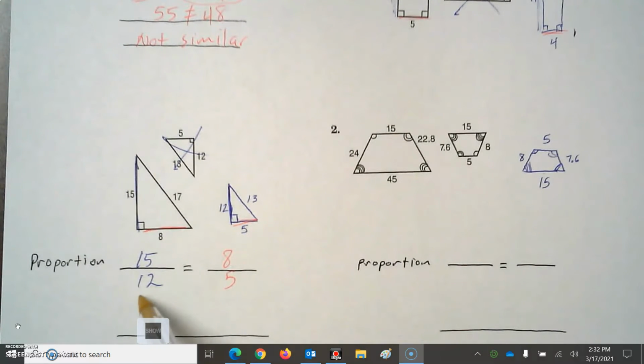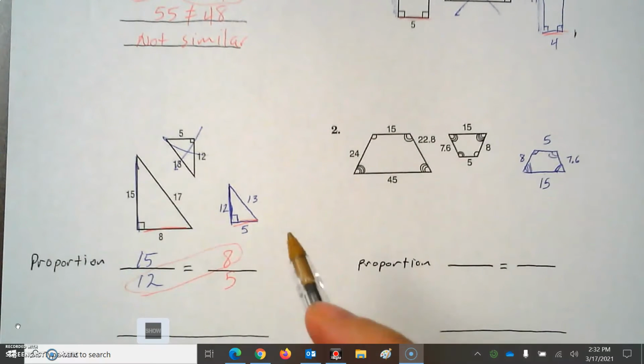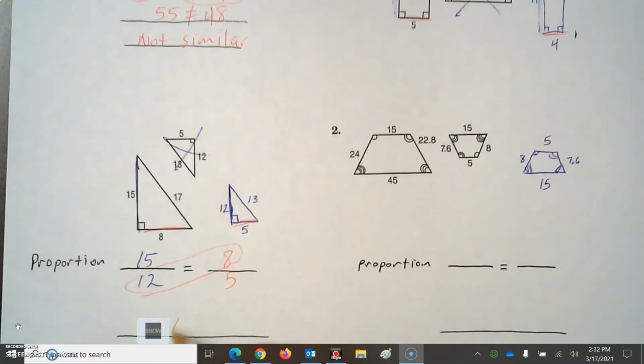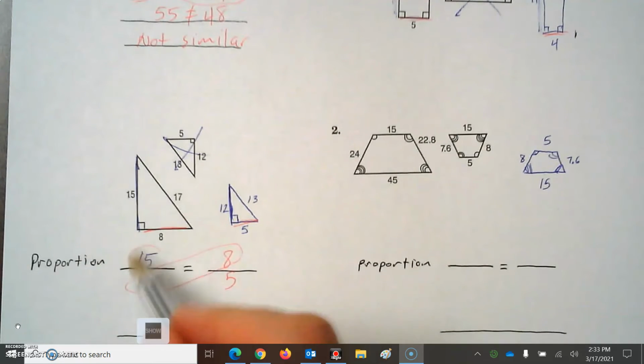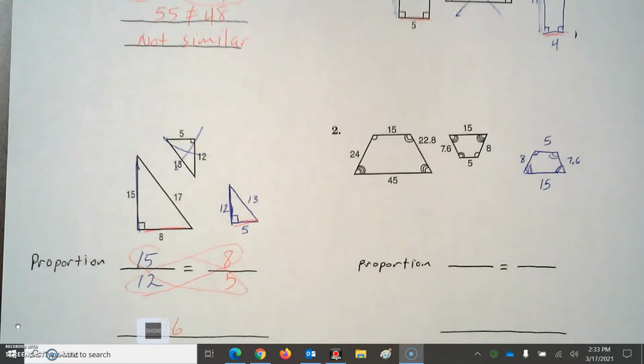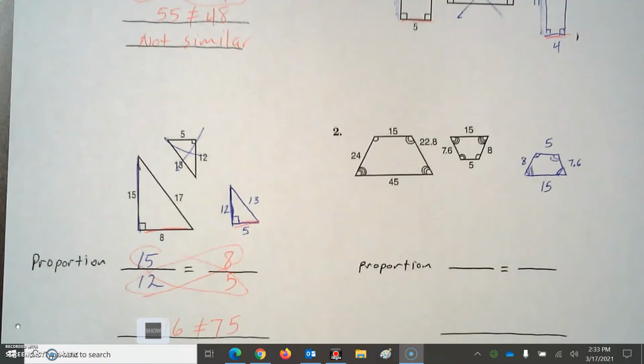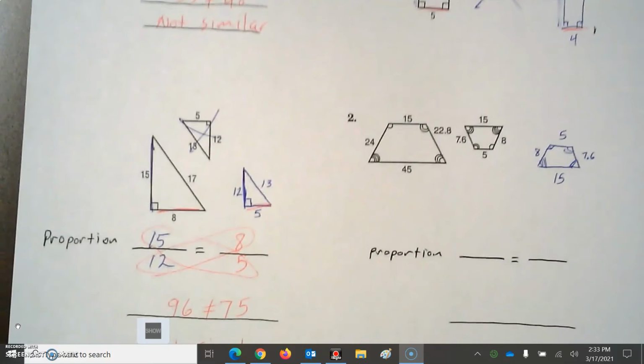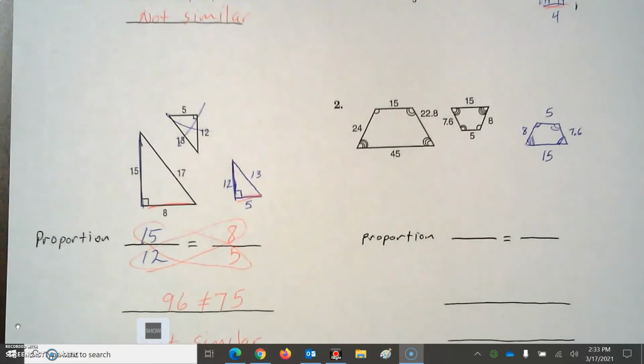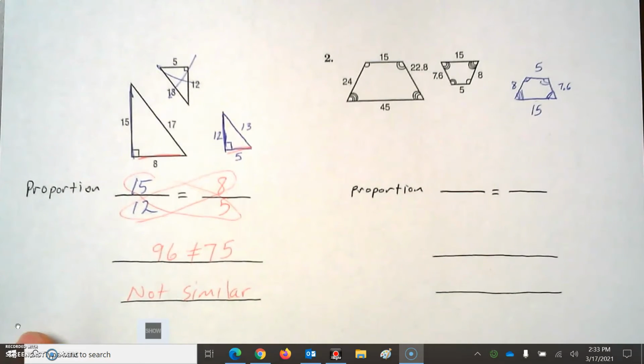Cross multiply, 12 times 8 is 96. 15 times 5 is 75. They are not equal. Those two triangles are not similar. So that's really all we're doing. We're testing it to see if it's similar. Sorry, I didn't realize I wasn't showing there.